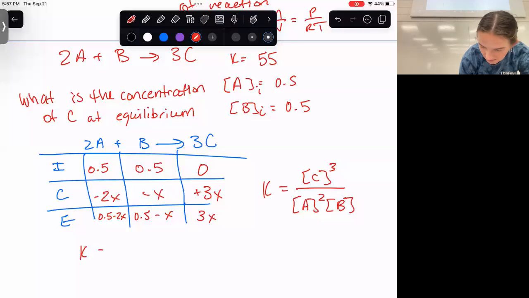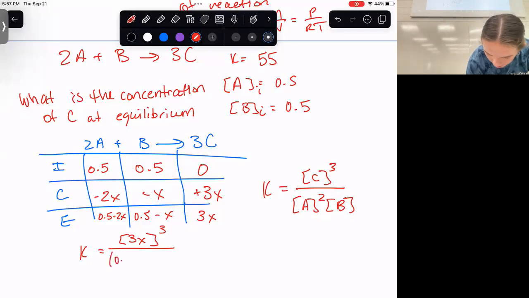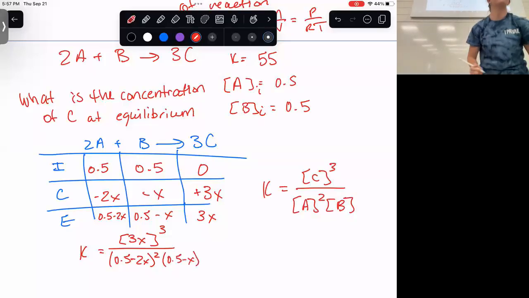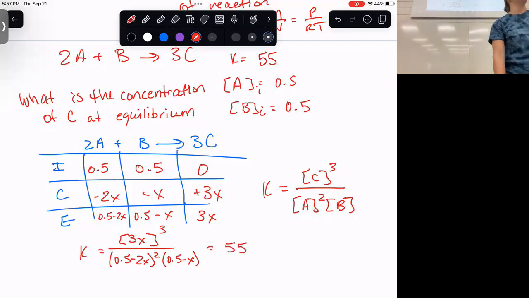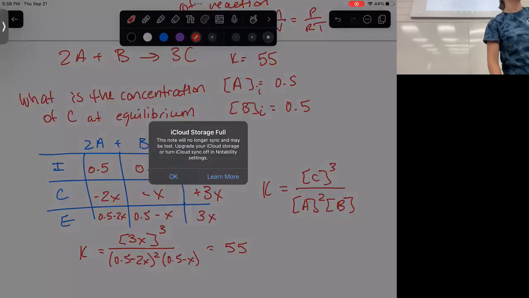So we could say that K is 3x, because you need to include that 3x, to the third over 0.5 minus 2x squared times 0.5 minus x. Okay, we don't need to actually solve this, right? Because then you can say that K is equal to 55. You don't actually need to solve this because this involves FOILing and then FOILing your FOILing and a cube root, right? So it's a lot of math, a lot of algebra.